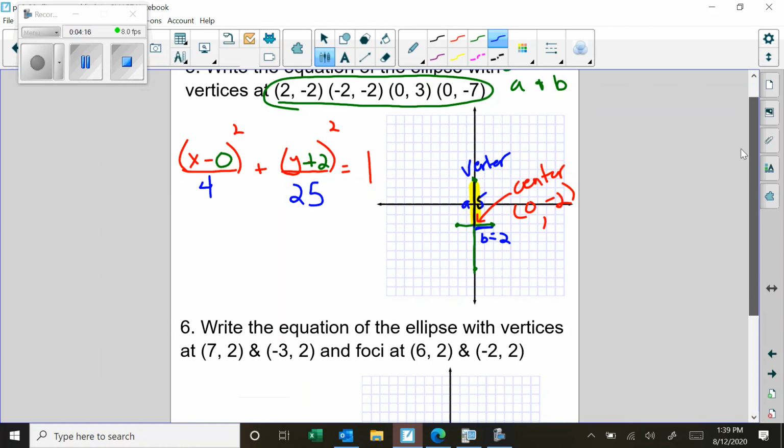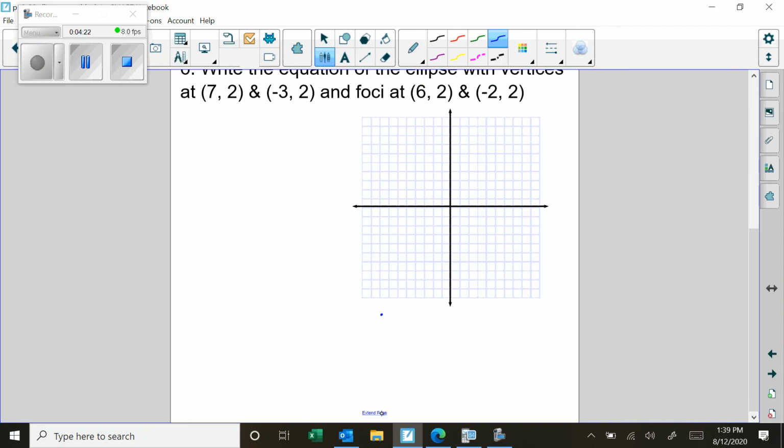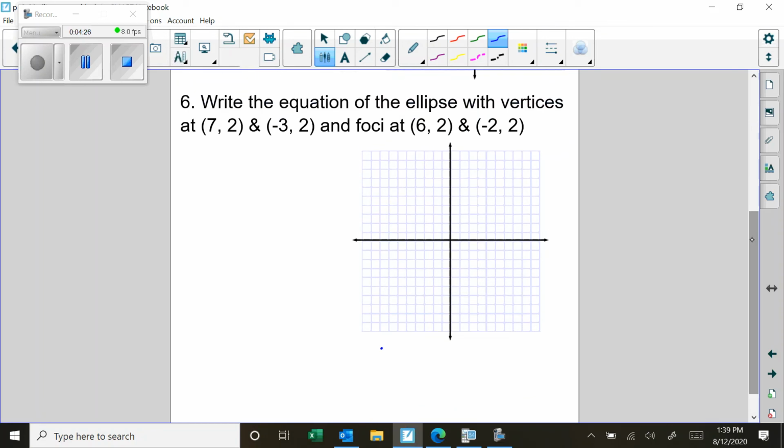Let's roll down here to problem number 6, the last problem of the day, and we'll see how we can get this done pretty quick. Write the equation of an ellipse with vertices there and foci. Here we have a little different problem. We don't know exactly where the co-vertices are, but that doesn't mean we can't figure this out.